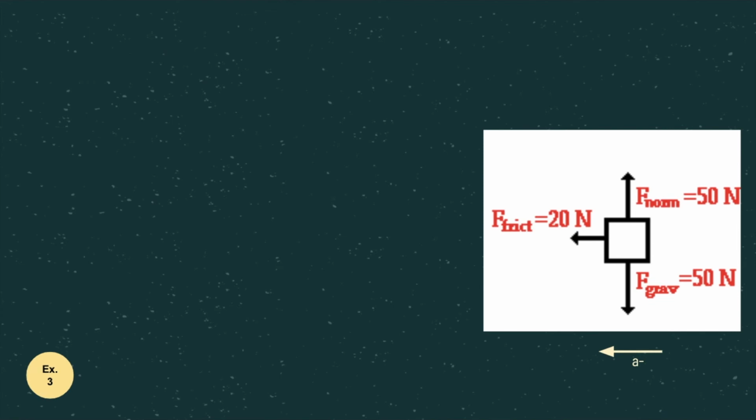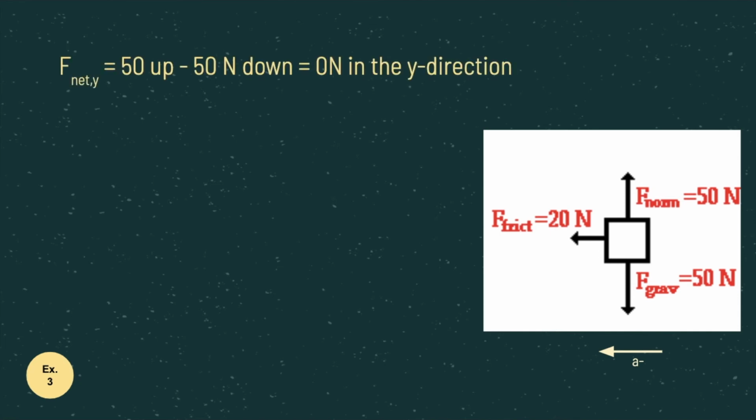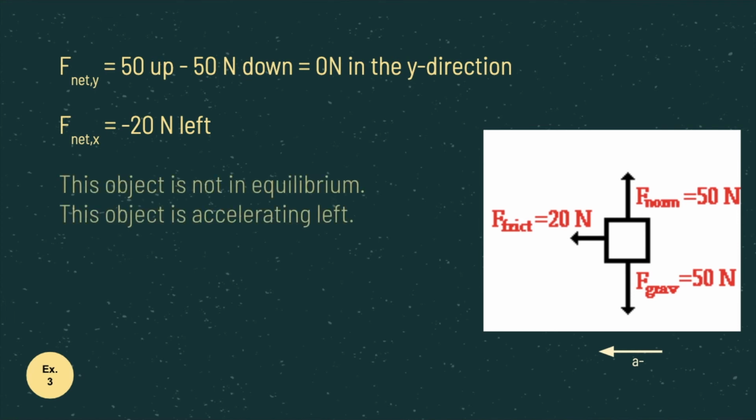What about this one? This one has forces in both the x and y direction, but it's still not that bad. I'm doing the same logic, but just twice. 50 newtons up from normal force cancels 50 newtons down from gravitational force, so this object is not accelerating up or down in the y direction. This 20 newtons left from the friction force is unbalanced. There's no other force on the right, so this object accelerates left, and it is not in equilibrium.